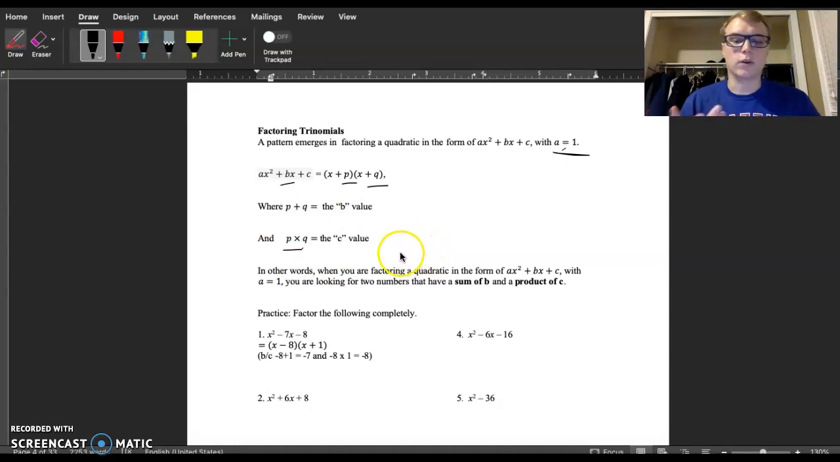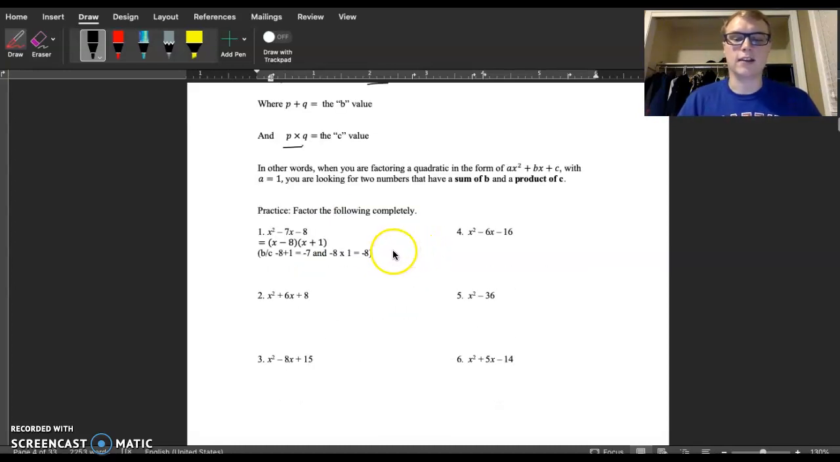So when we're working with a quadratic equation that has an a value of 1, just like here in example 1, we'll look for how we get our c value, what our product is, and then use those factors to try and find what our b value is. So in this case, for 1, we have x squared minus 7x minus 8. So what we can do is list out our factors for 8. So we have 8 and 1 to start.